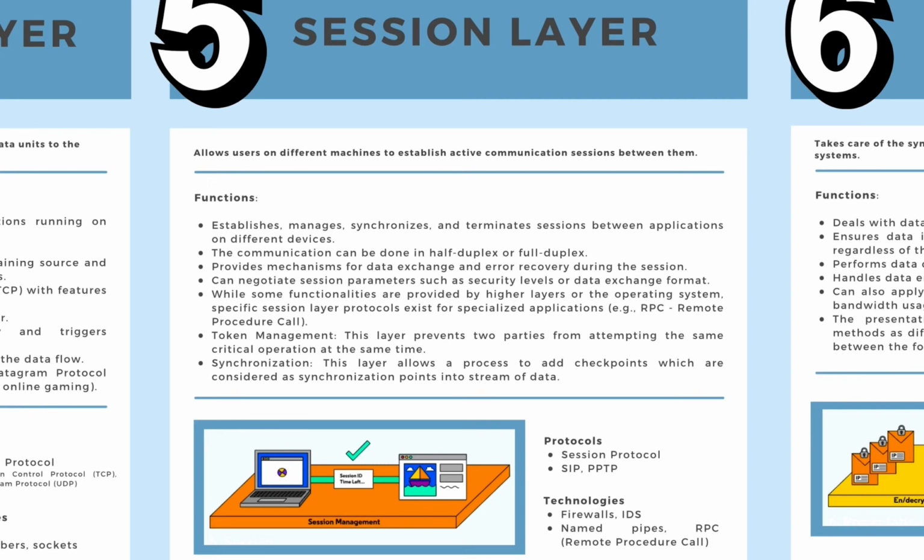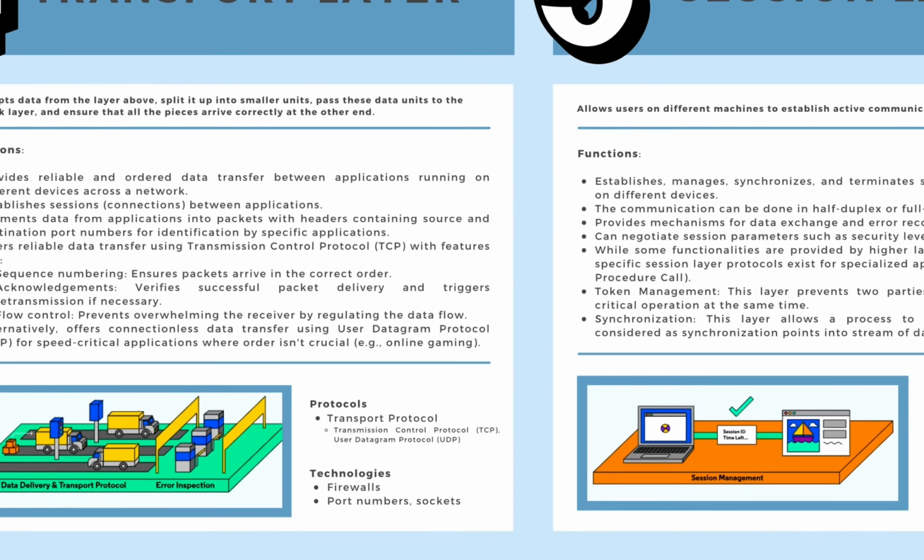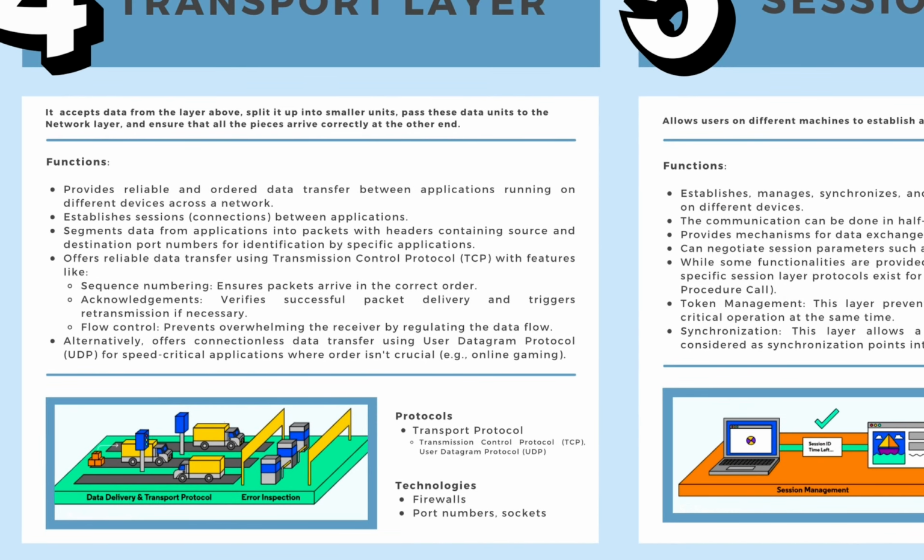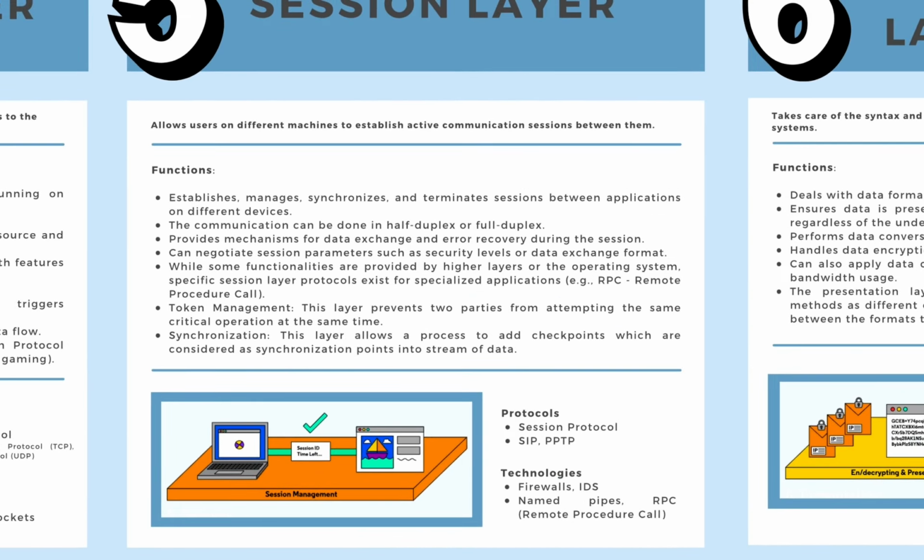It also has token management, where this layer prevents two parties from attempting the same critical operation at the same time. It's kind of what the previous layer wanted to do about the data flow, but specifically focusing on a critical operation. We also have synchronization, where this layer allows a process to add checkpoints, which are considered synchronization points, into the stream of data.